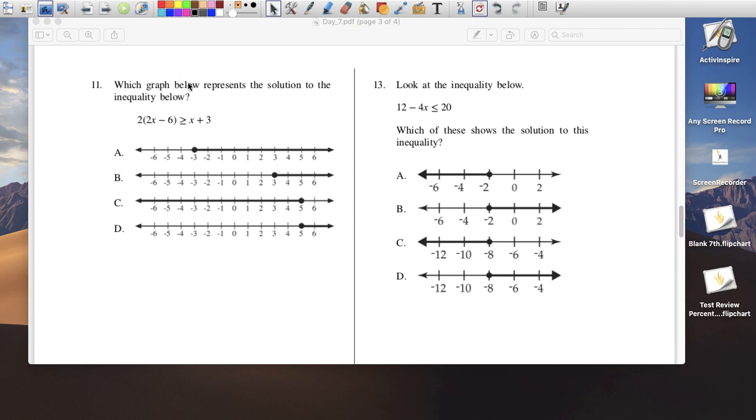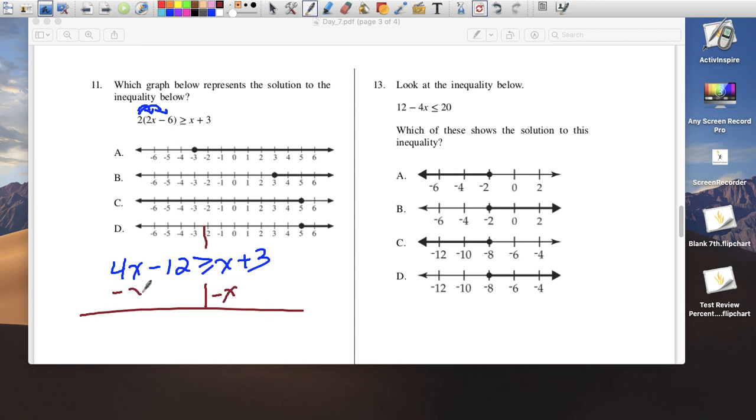Which graph below shows the solution? Okay, so again, we have to solve this. So let's do the distributive property, and you get 4x, 2 times negative 6 is negative 12, greater than x plus 3. Now there's a variable on each side, so I'm going to remove one of those x's.